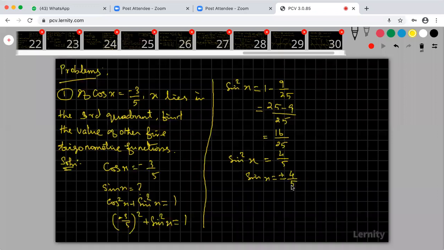Okay, right, but look at that, your x lies in the third quadrant. Okay, so therefore in the third quadrant, only your tan is positive. What about your sine? Your sine is negative only. So therefore, your sin x is minus 4 by 5 only. Not plus 4 by 5, you just omit plus 4 by 5. Because x lies in the third quadrant, your sin x is minus 4 by 5. Okay.